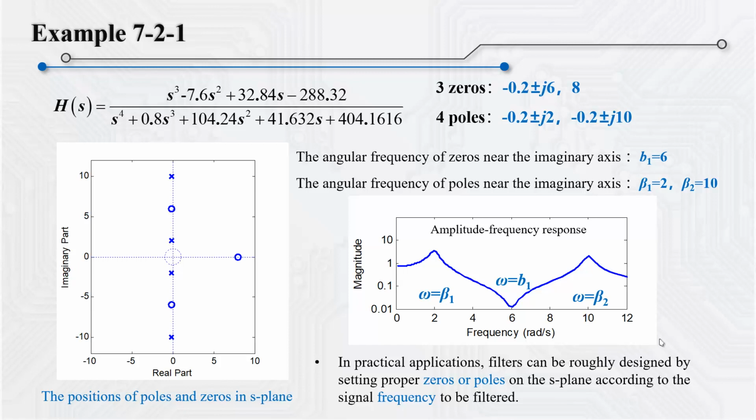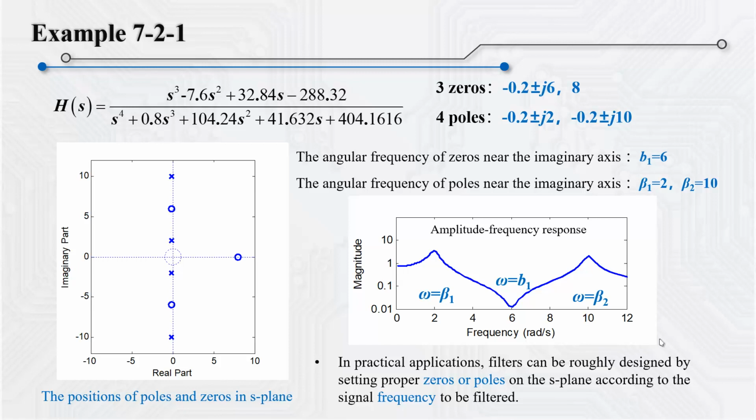What kind of amplitude frequency response will this system have? From its amplitude frequency response graph, we can see that there are peaks at omega equals 2 and omega equals 10, and a valley at omega equals 6. In practice, we can design a filter roughly based on the principle above by setting zeros and poles in the S-plane properly. For instance, we have designed a filter as above.